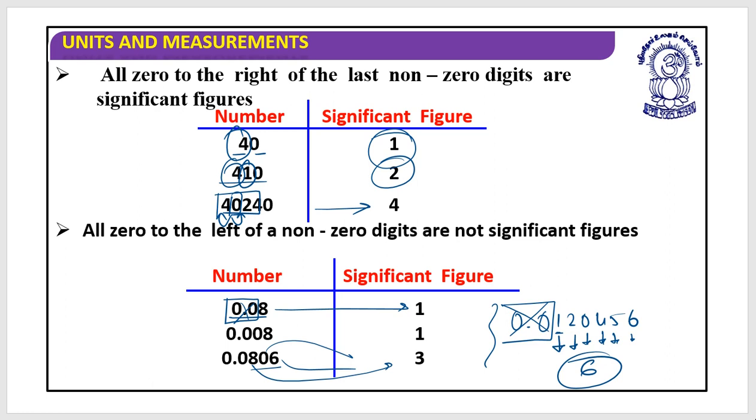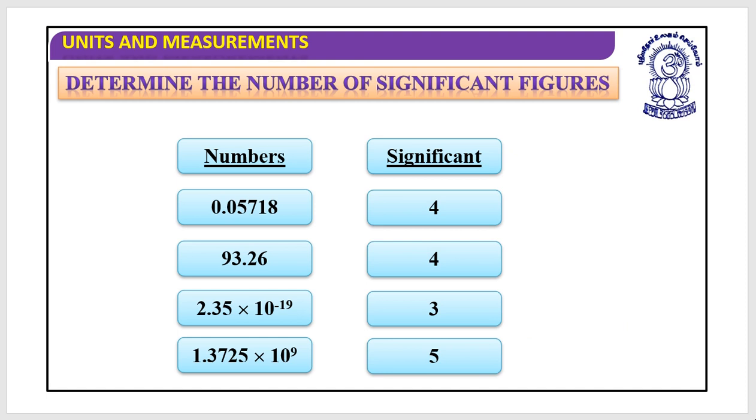Let's go through some more questions. We need to find out the number of significant figures. The number is 0.05718. So all of this should be significant and these zeros should be non-significant. So the correct answer should be 4.